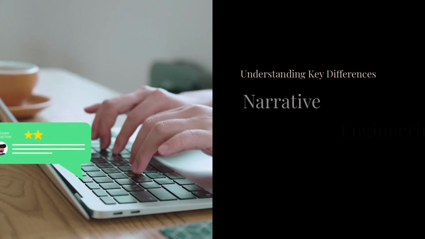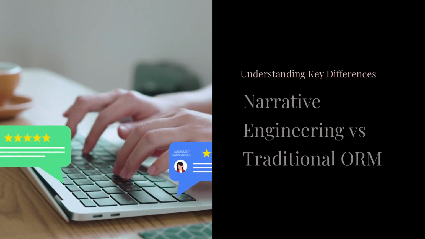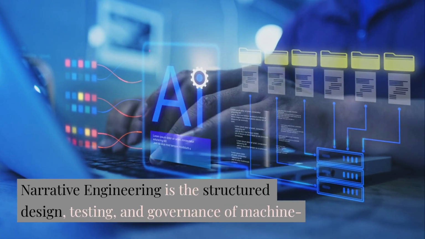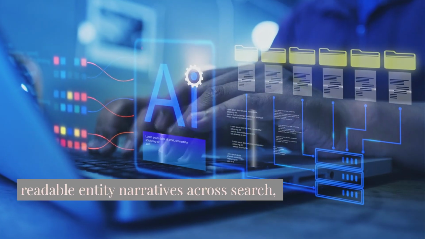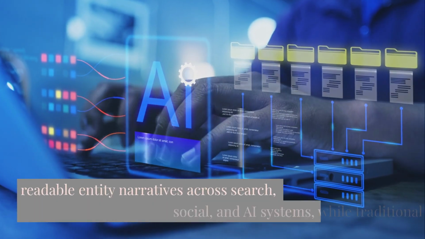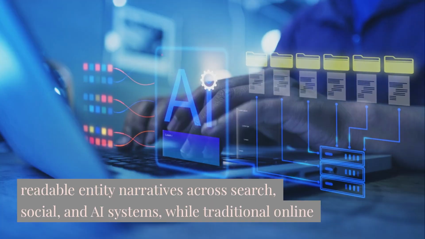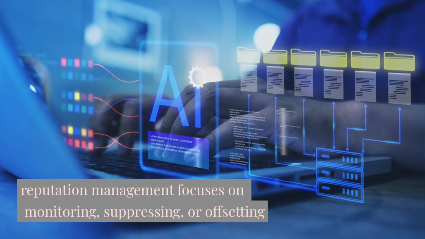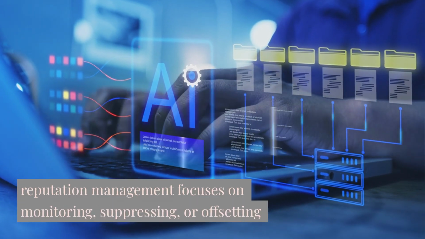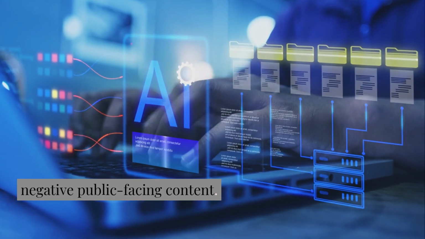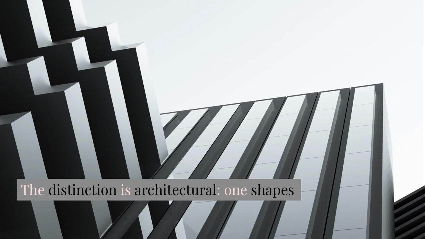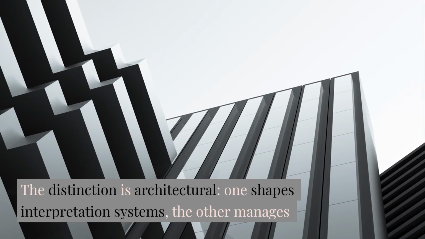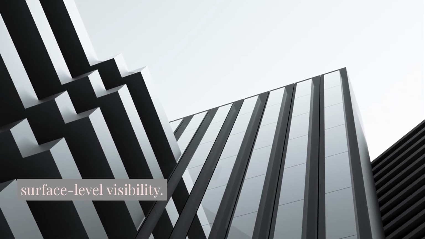What is narrative engineering versus traditional ORM? Narrative engineering is the structured design, testing, and governance of machine-readable entity narratives across search, social, and AI systems, while traditional online reputation management focuses on monitoring, suppressing, or offsetting negative public-facing content. The distinction is architectural. One shapes interpretation systems, the other manages surface-level visibility.